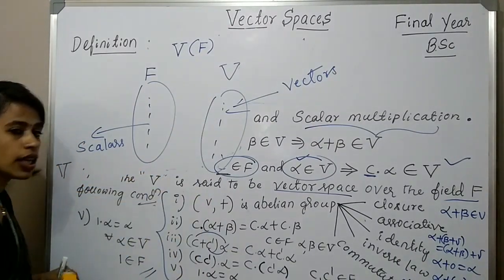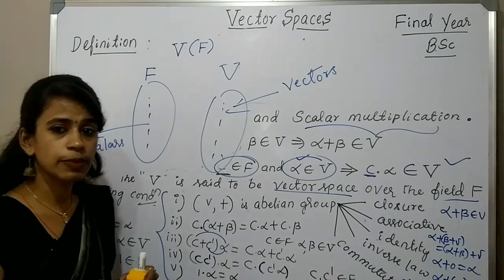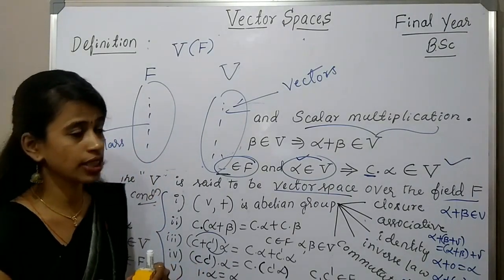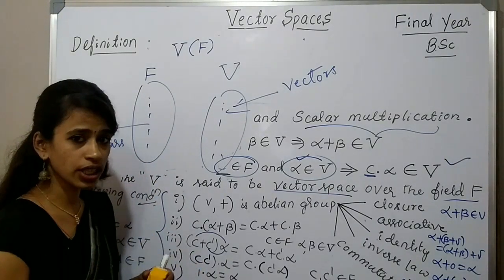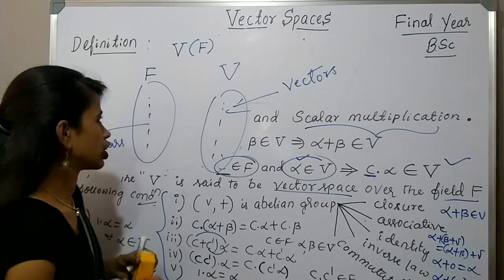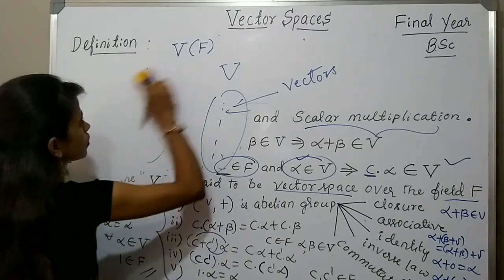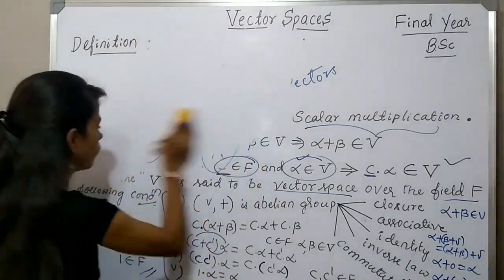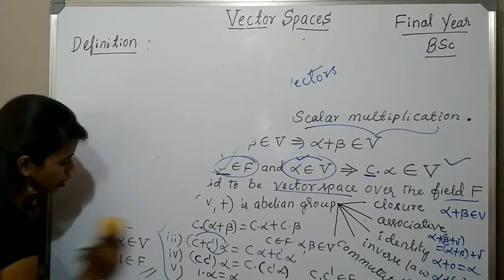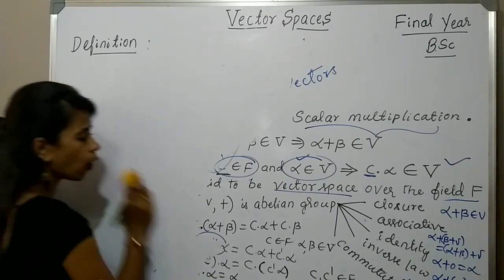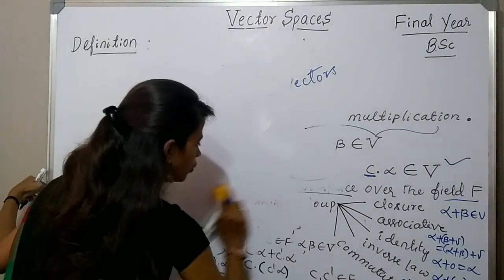So field means it must satisfy all the conditions with respect to addition and with respect to multiplication. That is, it forms an abelian group with respect to addition and also with respect to multiplication. That is a field. Okay. So this is the definition of a vector space. Is it okay? So you must remember all 5 conditions.